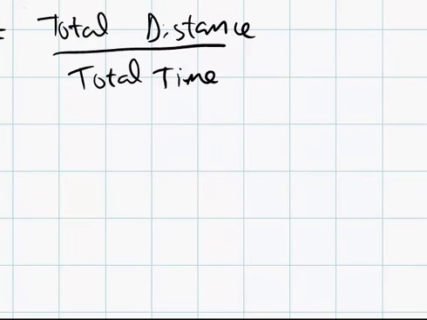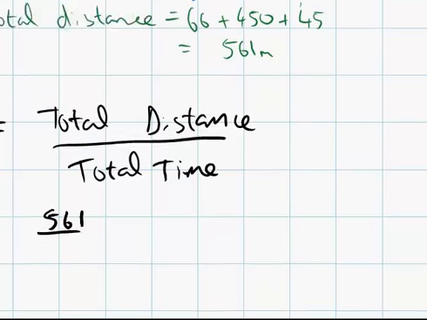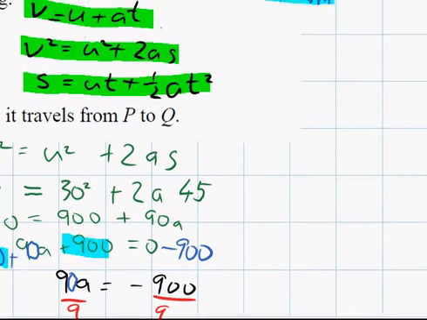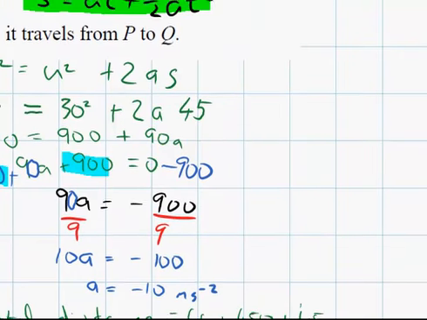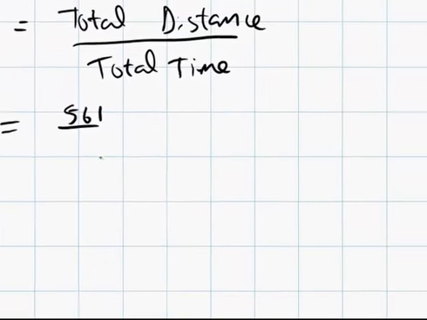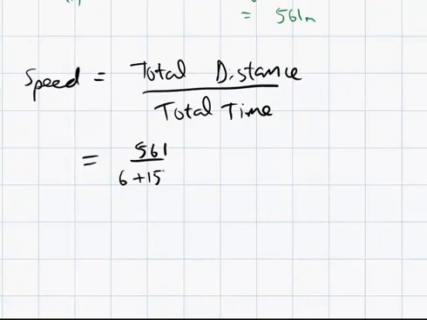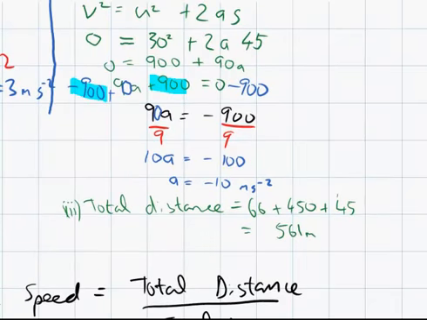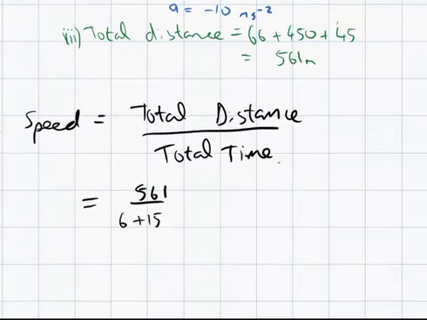So we know the total distance is equal to 561 meters. We know that the total time, that's the time for the 3 different journeys, is for the first section 6 seconds, then 15 seconds, 6 plus 15, and we don't have the time for the third section, so we have to work that out. So I'll do that just now. I'll use a different colored pen, just do it to the side.